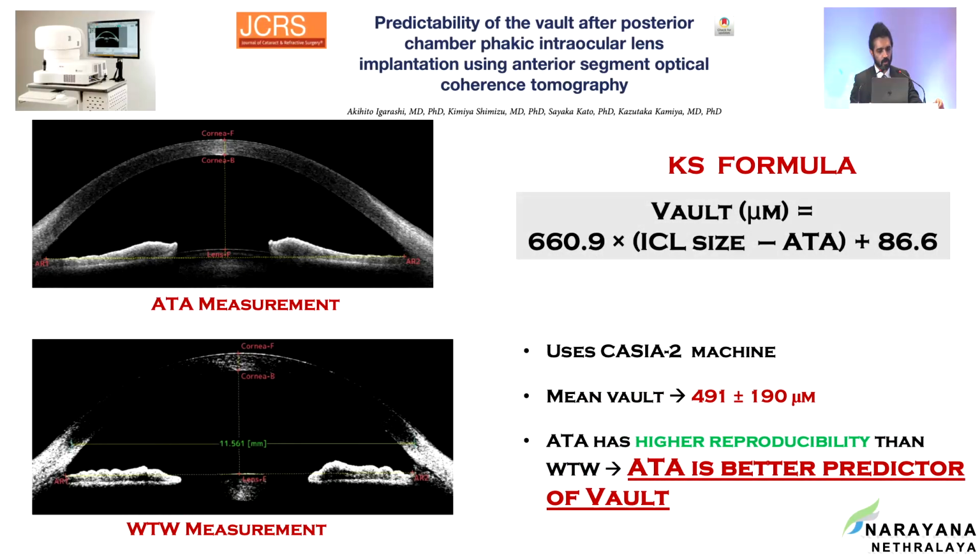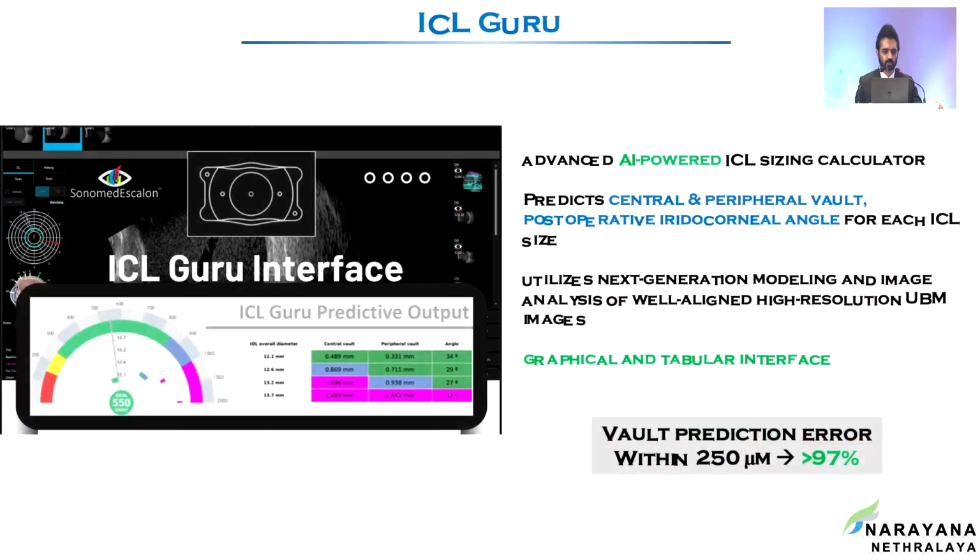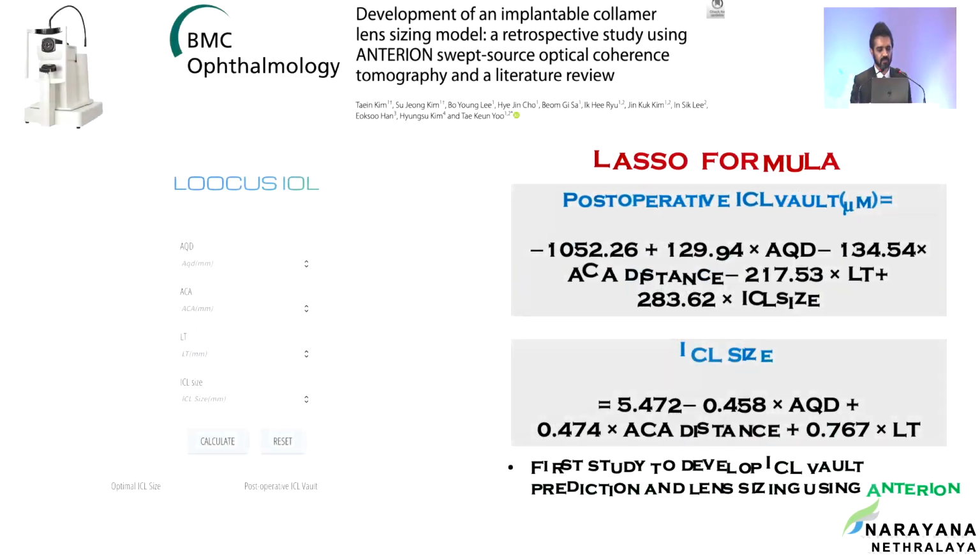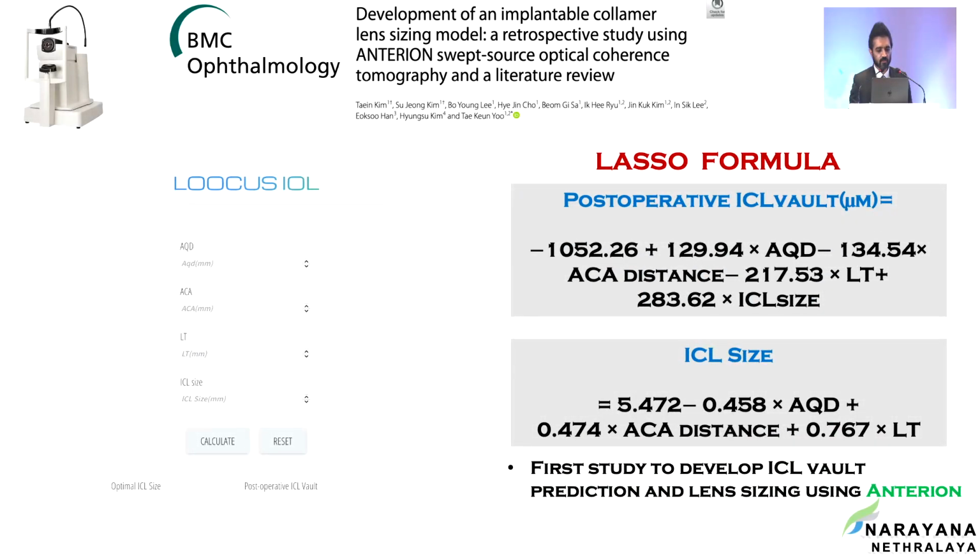And also we have something called the KS formula. It showed that angle-to-angle measurement is a better predictor of the vault than our regular white-to-white measurements, which we've been used to. Then we also have a couple of AI-driven softwares like the ICL Guru, whose vault prediction error within 250 microns is 97%. And the LASIK formula is also a fantastic machine, again an AI-driven one, which uses the Anterion.